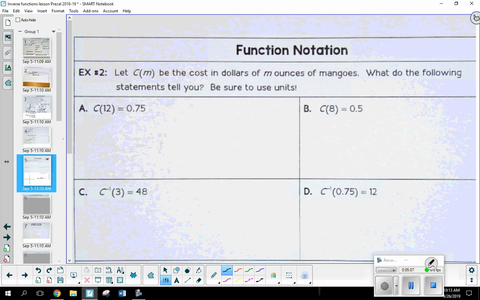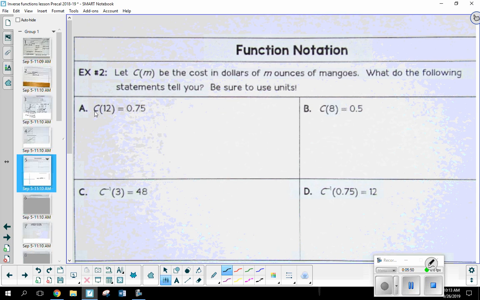Okay, so next example. Let C of M be the cost in dollars of M ounces of mangoes. What do the following statements tell you? Be sure to use units. I've got this function C, and they probably named it C because the function C is going to give me the cost, but cost is just one of my quantities here. What's the other quantity I'm dealing with? The number of ounces of mango that I can get. So for the original function C, what's my input? The input is the number of ounces of mango. I plug that into function C. What's the output? The cost. That's exactly right.